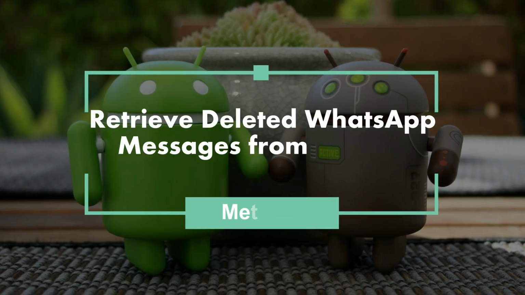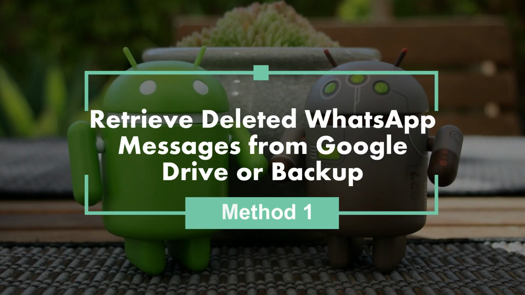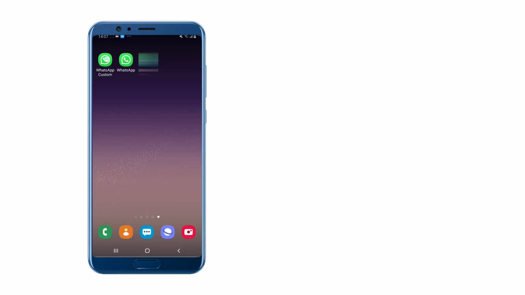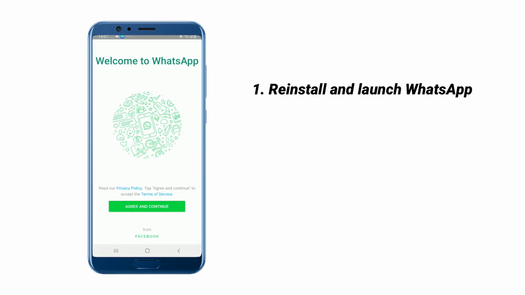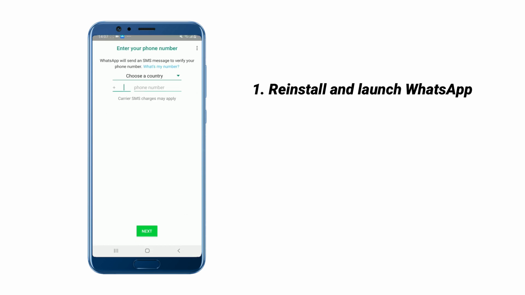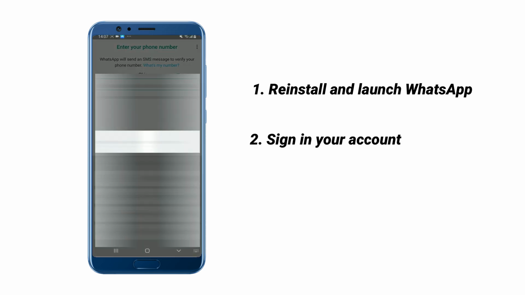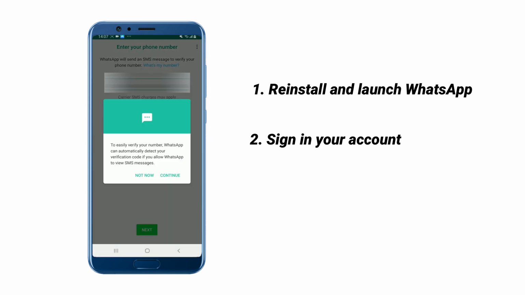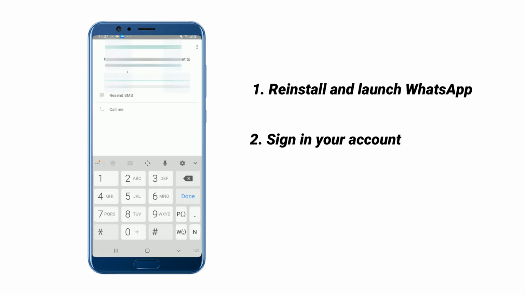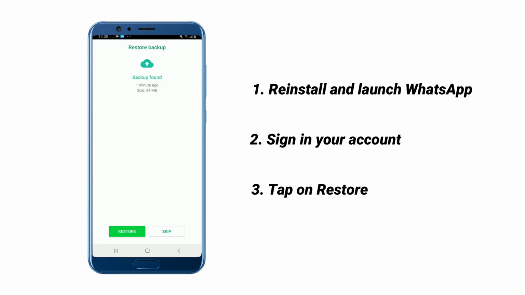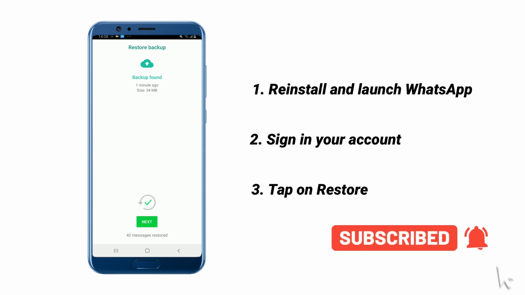If you have backed up your WhatsApp chats on your phone or with Google Drive, please follow method 1. Reinstall and launch WhatsApp on your phone. Next, sign into your account. When you see the backup found screen, tap on Restore and wait for a while. When it is done, tap on Next and enter your name.